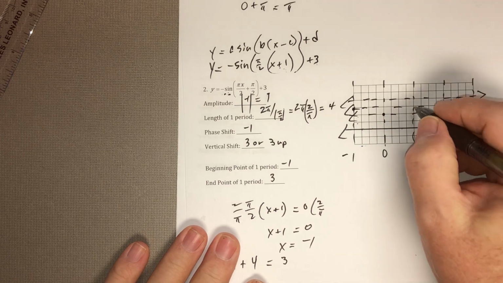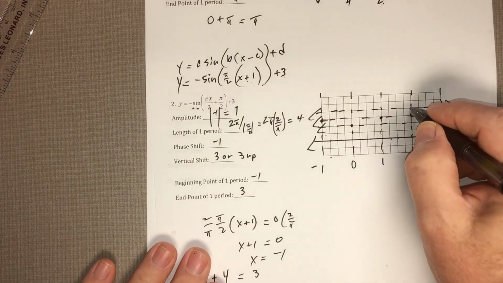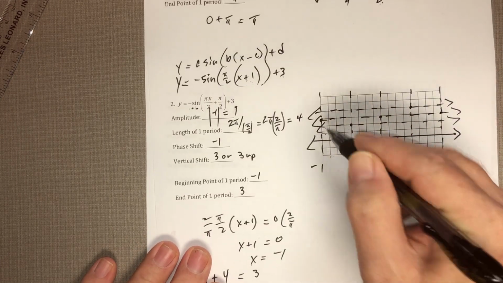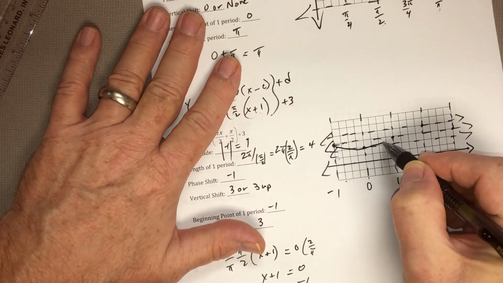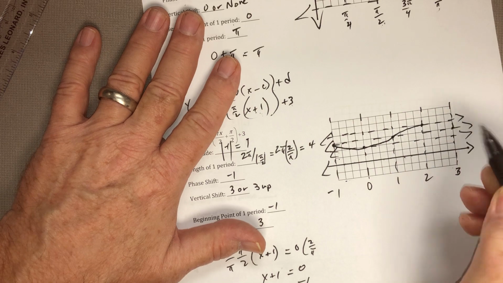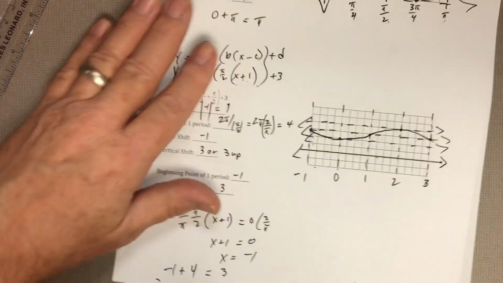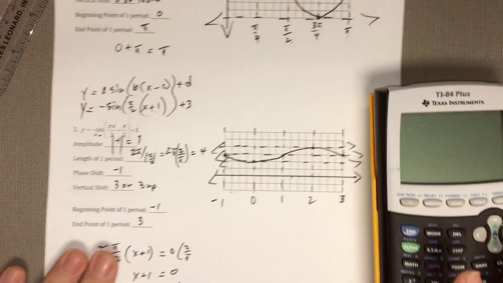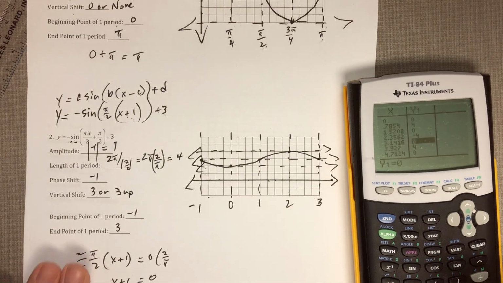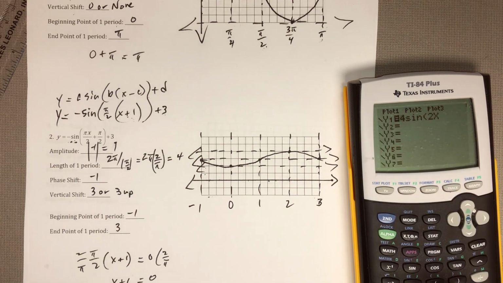Then it's going to go back up to the midline, and then back up to the maximums, and then back. All right, so that graph is going to come down through here, come back up through here, over, and then it's going to come back down like that. And there's the graph of 1 period. And once again, you can graph that on your calculator if you want to. I want you to see this.